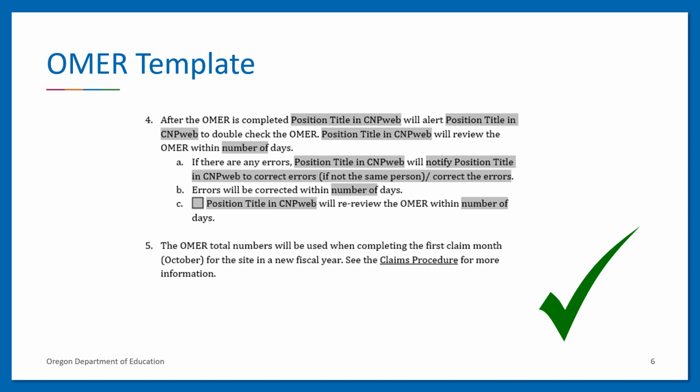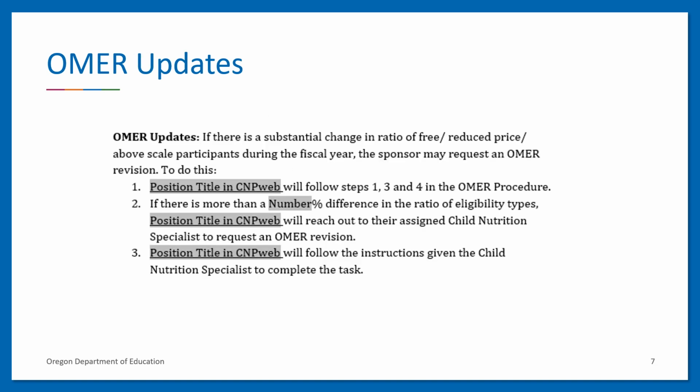And finally, step 5 is what you use your OMR numbers for and when, and it ties it all back to the claim procedure. Included in the OMR procedure template is what to do if your center experiences a substantial change to the free, reduced price, above scale ratios during the fiscal year and would like to request an OMR revision in CMP Web.